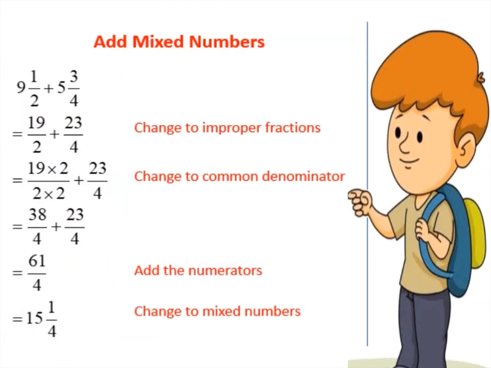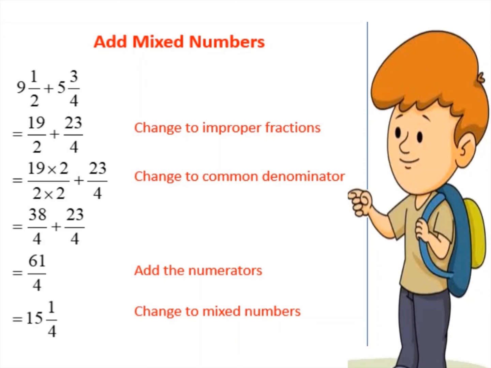Now add mixed numbers. Mixed numbers means there is one integer and a fraction. So the first step to do this is to change to an improper fraction. That we know, we shall multiply 2 multiplied by 9 plus 1 is equal to 19 upon 2. 4 multiplied by 5 plus 3, 4 5s are 20 plus 3, 23 upon 4. Now solve this.